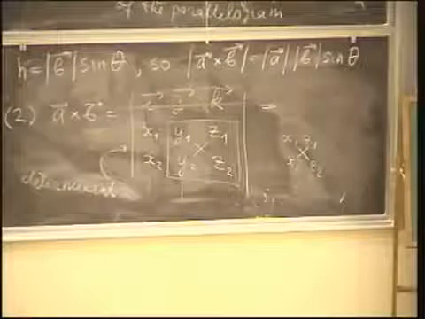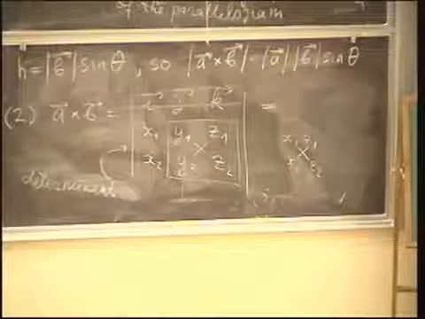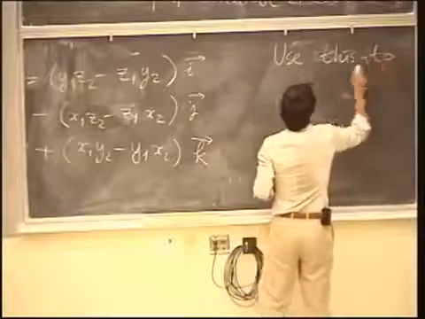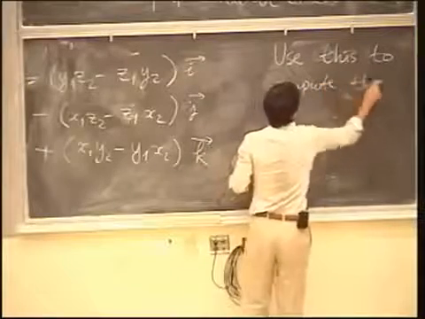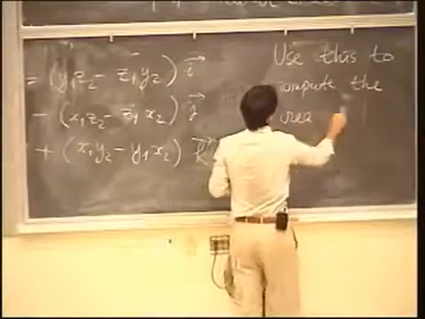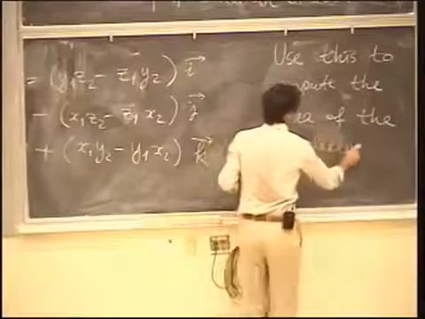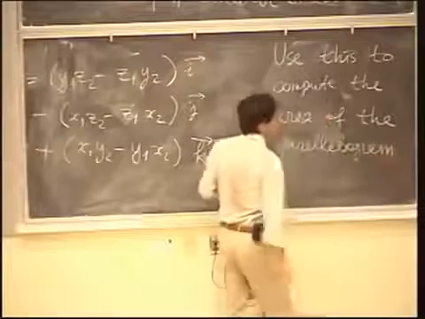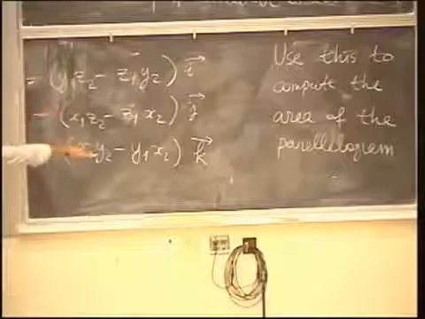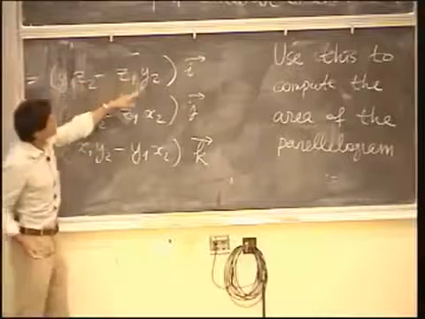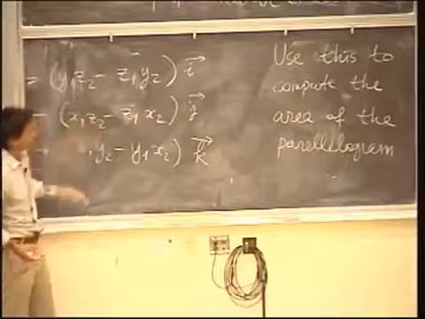So we can use it to compute the area of the parallelogram by simply taking the magnitude of this vector, which is to say, taking the square of this coordinate plus the square of this coordinate plus the square of this coordinate and taking the square root of the result.